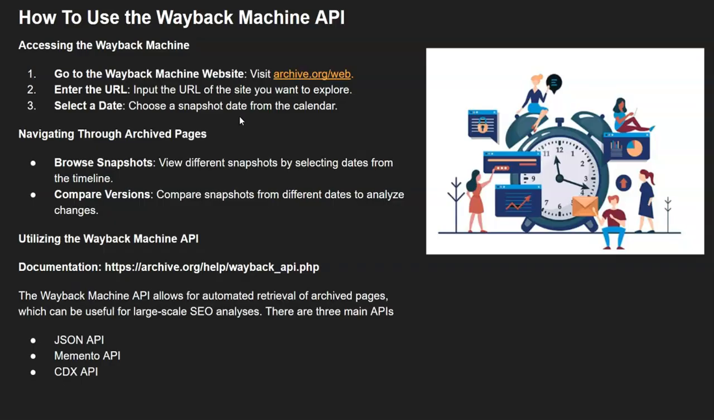And there are about 3 main APIs that can be used to interact with the Wayback Machine database programmatically. That's the JSON API, the Memento API, and the CDX API. So in the next video, I'm going to be showing you practically how to use a Python script to interact with the Memento API in order to retrieve historical snapshots of any website of your choice.